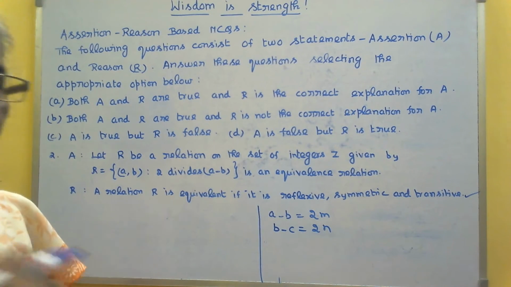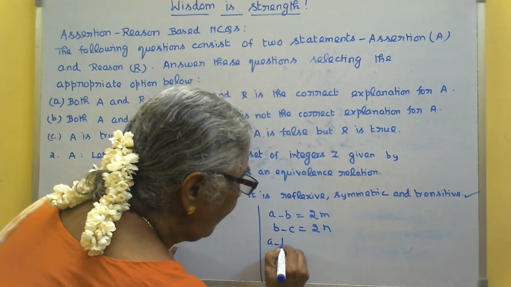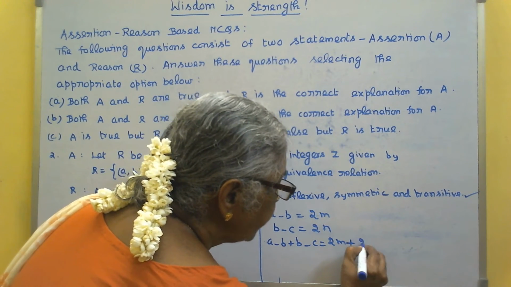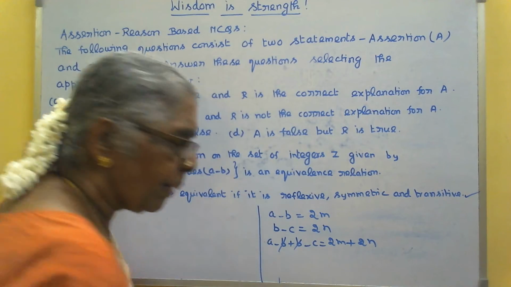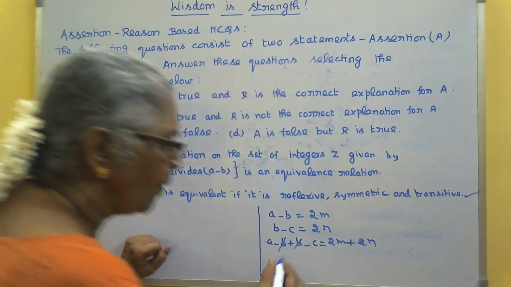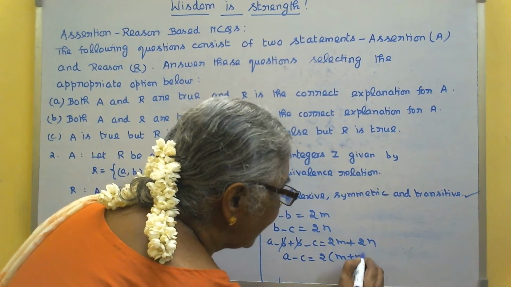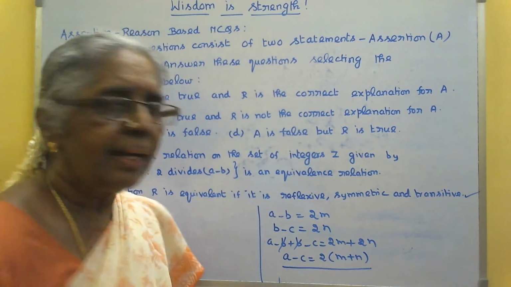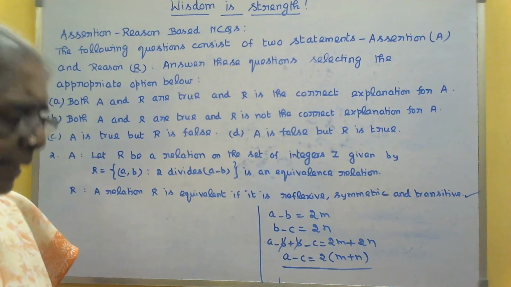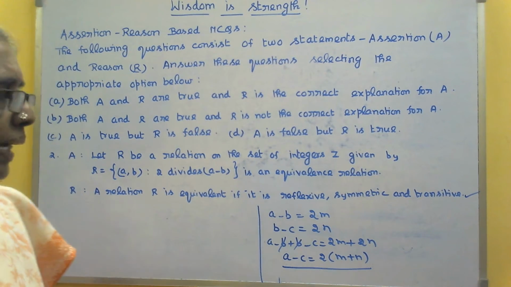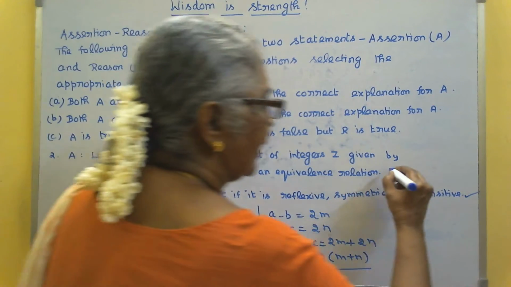Now, let us add both. What will we get? A minus B plus B minus C, that is equal to 2m plus 2n. You cut this plus b and minus b. So, now you will get A minus C is equal to 2 into m plus n. So, A minus C is divisible by 2. So, it is transitive. Since it is reflexive, symmetric and transitive, we can say it is an equivalence relation.